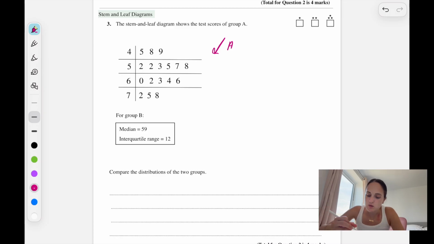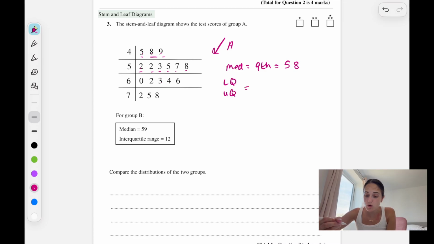The first thing we need to do is work out the median of A. The median is in the middle. So if we count 1, 2, 3, 4, 5, 6, 7, 8, 9, 10, 11, 12, 13, 14, 15, 16, 17, there are 17 students. The middle one is going to be the 9th student. If we count 1, 2, 3, 4, 5, 6, 7, 8, 9, that's going to be 58. So the median score of group A is 58.